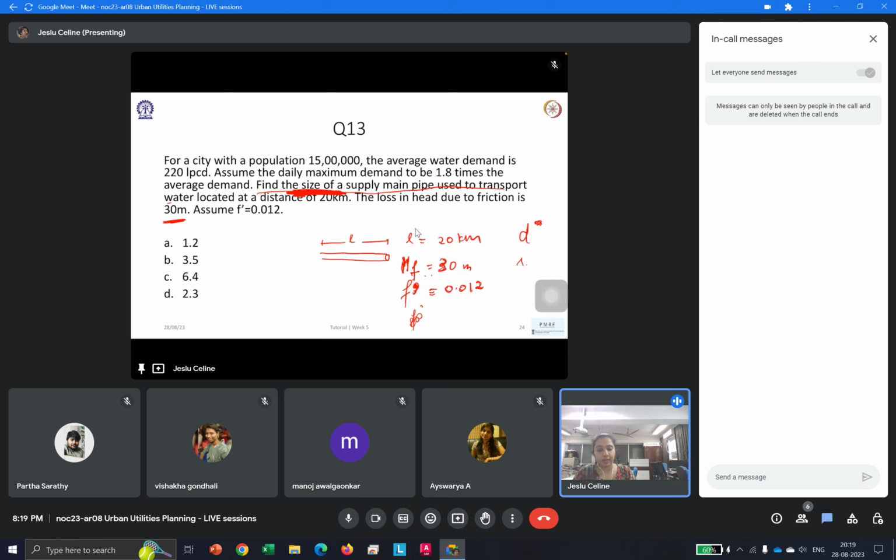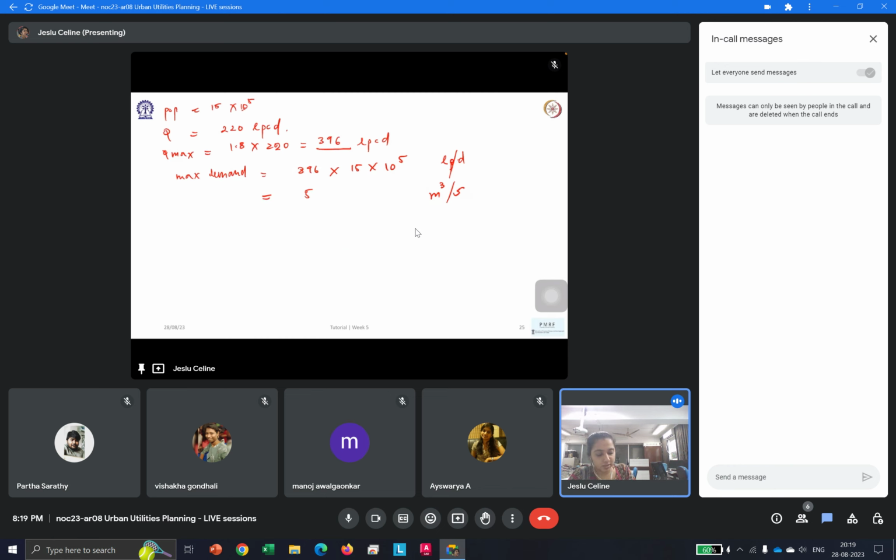Okay, everybody is getting 594, then it's good, fine. Otherwise it would mean you could have gone wrong somewhere. That's why I asked if somebody is getting a different answer. If you're all getting the same answer, then it's correct. So this is 594 LPCD. Now convert it into meter cube per second.